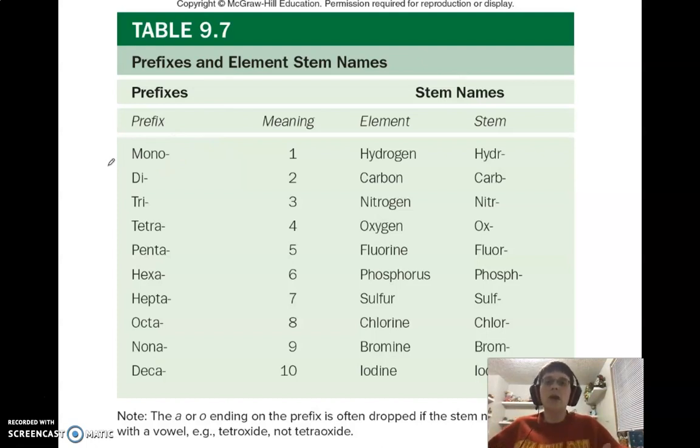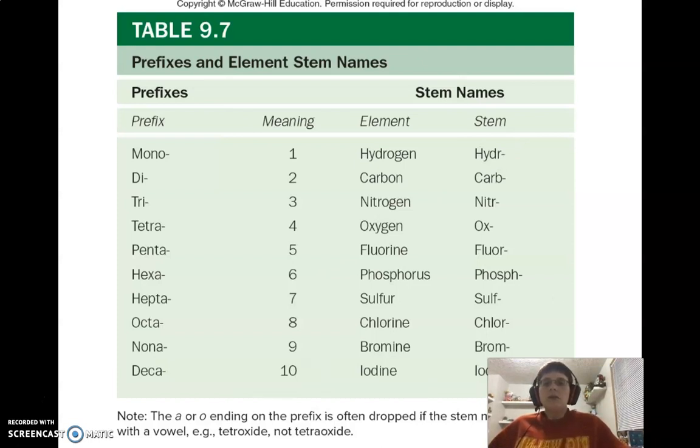So there's more than one option. Di for two, tri for three, tetra for four, penta for five, hexa for six. Generally, for what we work with in this class, we don't generally go above six, but you may see the other ones. So hepta for seven, octa for eight, nona for nine, and deca for 10. These are just to give you examples of some of those stem names.